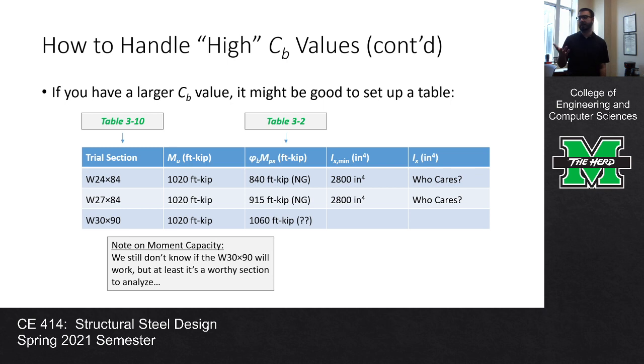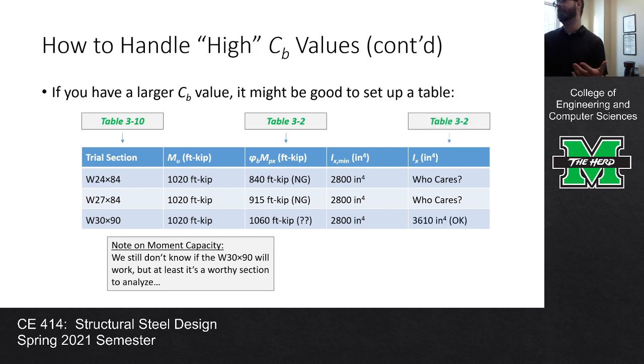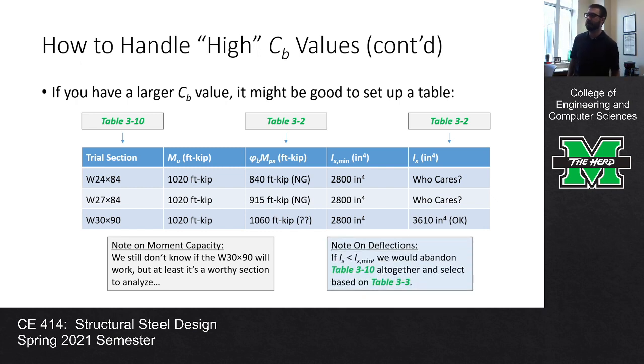So again, we might not know that it works. You have to analyze it, but at least now it's worth doing the math and checking it out. For the moment of inertia, though, we might as well pull that. Remember, we had a requirement of 2800, and the moment of inertia for a W30x90 is 3610. So we're good there. So this is one that's definitely worth looking at.